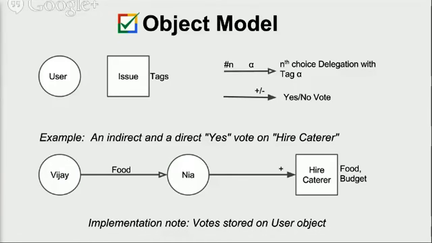So here's the object model. I've been implicitly using the same diagram notation, but I'm just formalizing it here. Users are circles, issues are rectangles. The set of tags for an issue is right next to the issue. A delegation is an open arrow, annotated with the tag. If there is more than one outgoing delegation from a node, it also includes a number n, which says whether it's that person's first, second, or third delegate choice. And then votes are solid arrows.